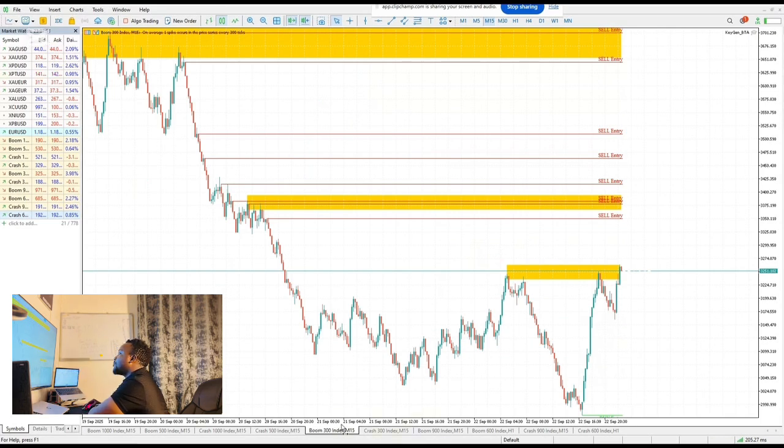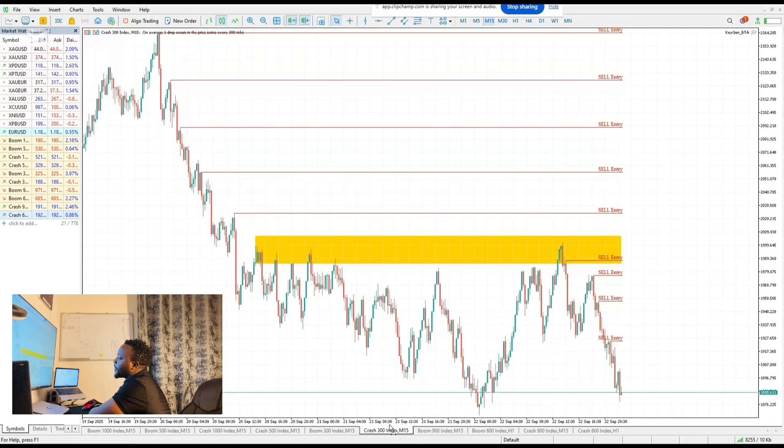Okay, let's take a look at Boom 300. Boom 300 was selling all along. Now it's starting to form some buy trades, so we're waiting for a reversal. That's why there isn't any entry anywhere. That makes sense. Okay, it's fine, it's normal. You don't have to force trades.